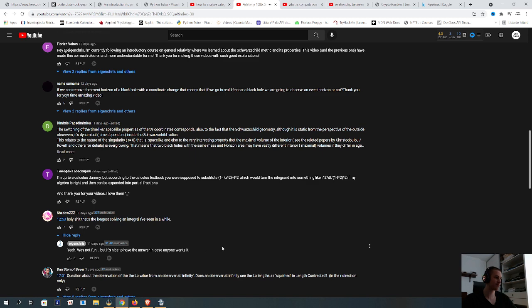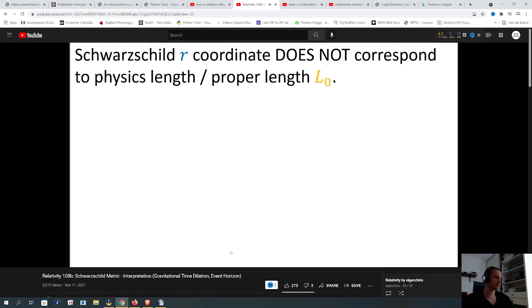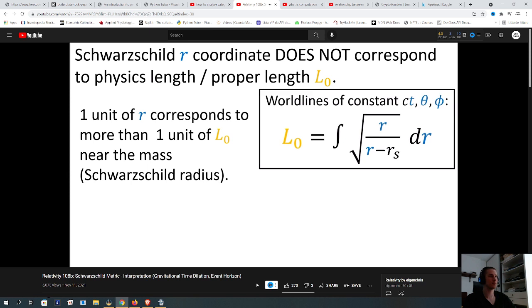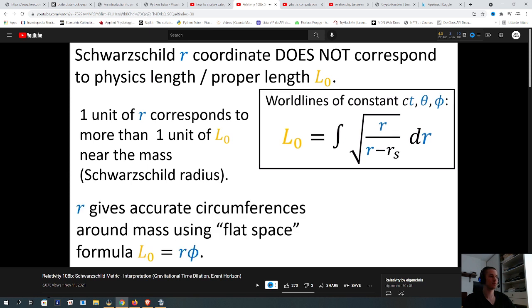This effect is called gravitational time dilation. We also learned that the Schwarzschild r coordinate doesn't match directly with physical lengths, also called proper lengths, and that one unit of the r coordinate closer to the mass corresponds to a physical length that's longer than one unit. However, the r coordinate does give an accurate physical circumference of a circle surrounding the mass, using the simple arc length formula r times phi that we're used to in flat space.